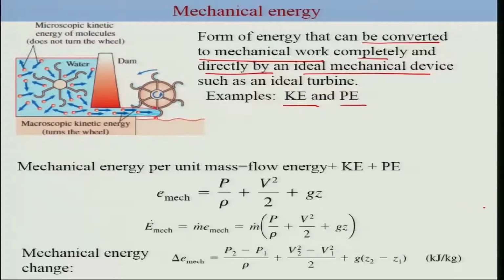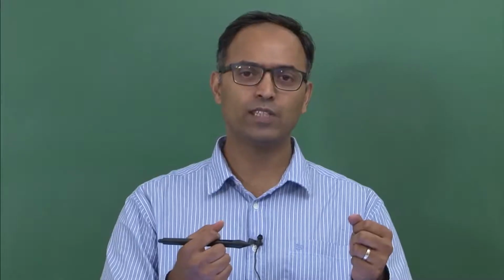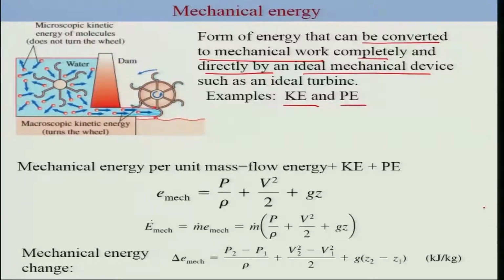So let's take the example of a pump. A pump transfers mechanical energy to a fluid and raises its pressure. A turbine extracts mechanical energy from the fluid by reducing its pressure. Thus, the pressure of a flowing fluid is associated with mechanical energy.